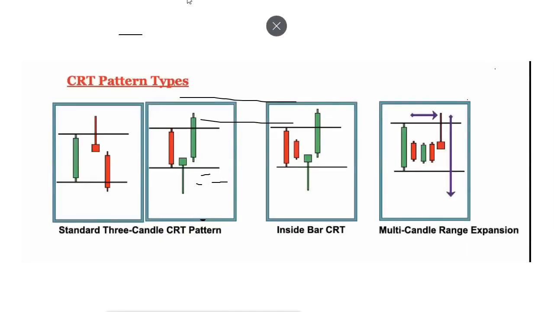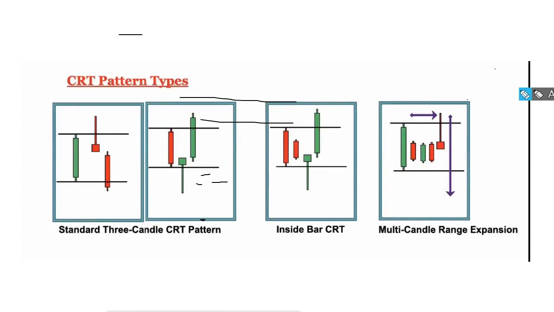So moving on, we're going to the CRT patterns and types. We have three CRT patterns. We have the standard three candle CRT pattern, it's just a 3 bar pattern. Then we have the inside bar pattern. The inside pattern is not going to be 3 candles. It can be 4, it can be 5. It depends.